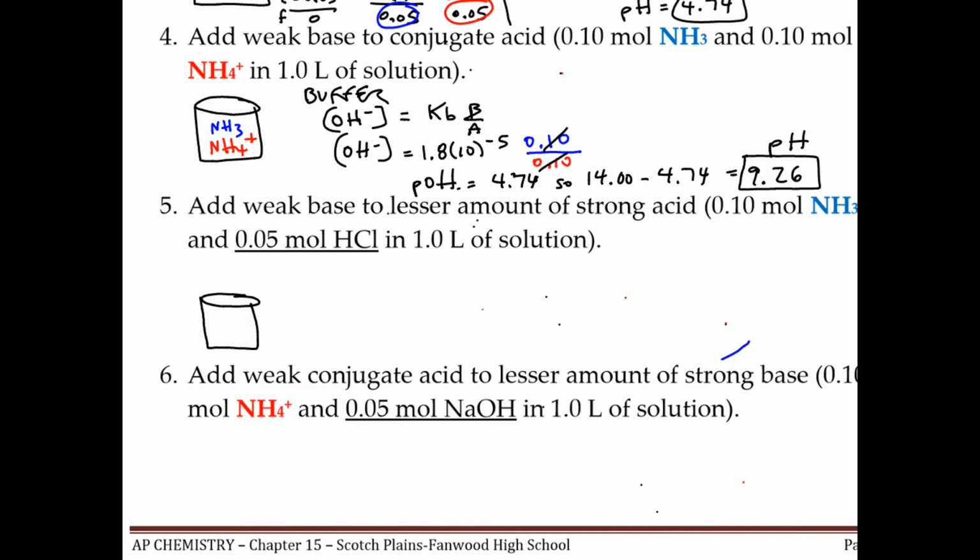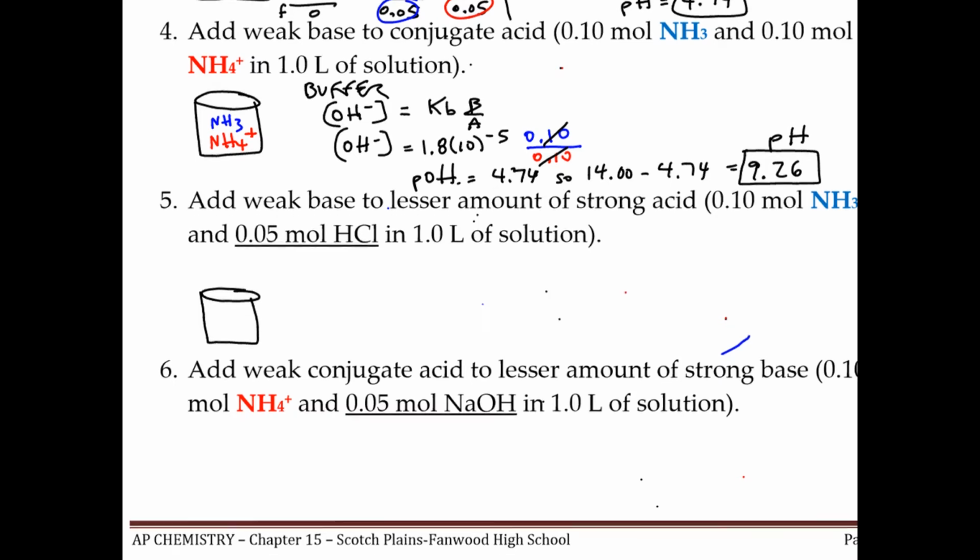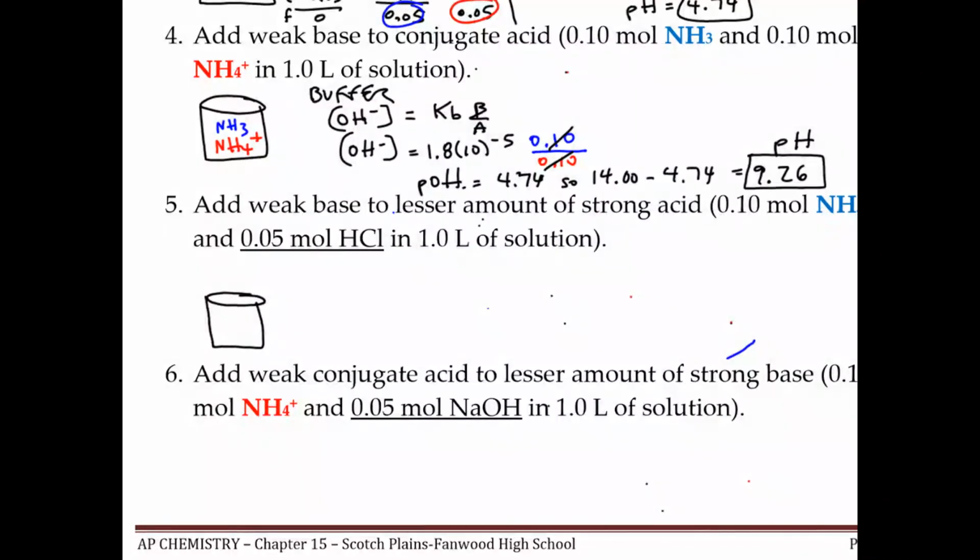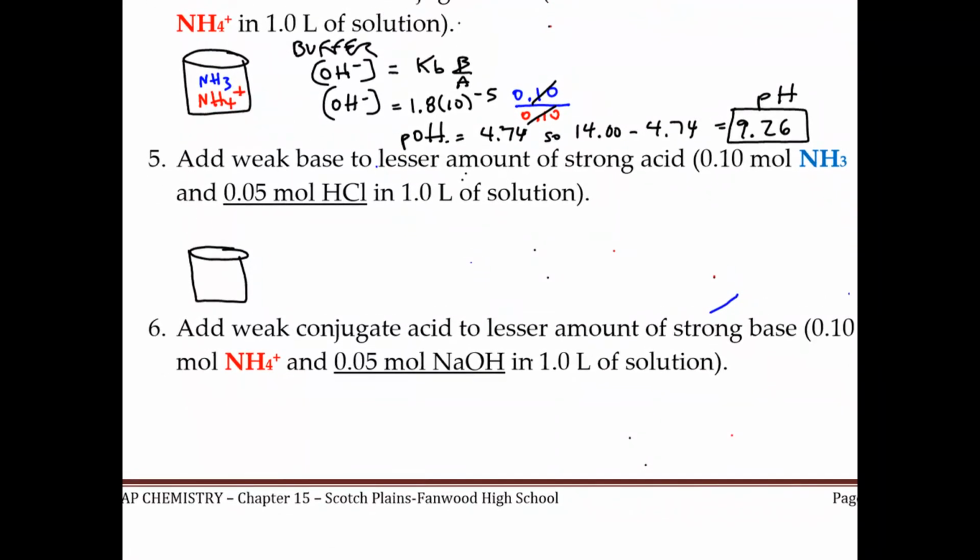NH3 is going to be in your beaker right here, and we're going to add the HCl to it. So let's write that in here, NH3. We're going to add HCl. Again, if I asked you to find the initial pH of this beaker, all you'd have to do is recognize that this is a weak base, and you would do ICE and Kb. But we really don't care about that. We're just adding this in and figuring everything out.